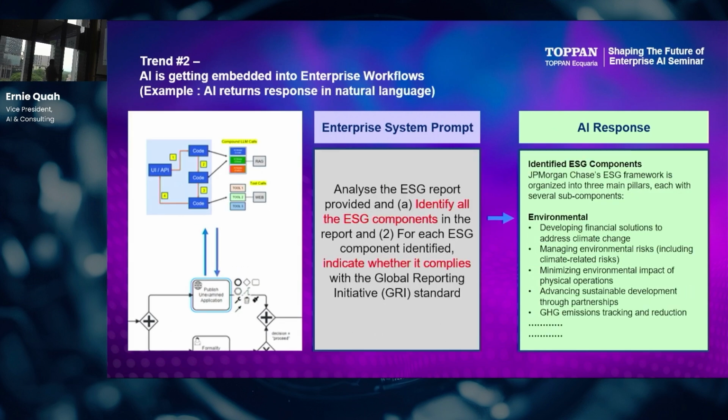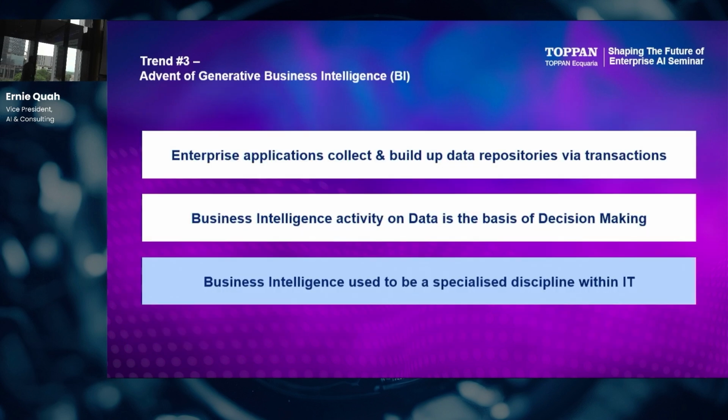Now, the third way is the classical one: you return natural language. For example, you can ask it to analyze this report, identify all the ESG components, and indicate whether they comply. It will give you a report, but this report can only be consumed by two entities. One is a human being, you send it to a human being to read. Secondly, it can only be consumed by another AI system. Otherwise, the system will not be able to handle this type of unstructured data. Okay, so that's trend number 2.